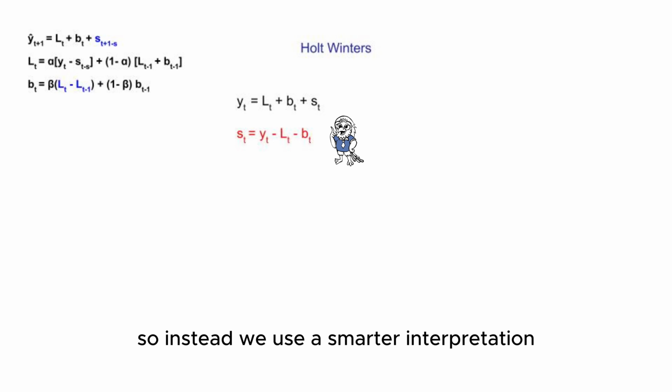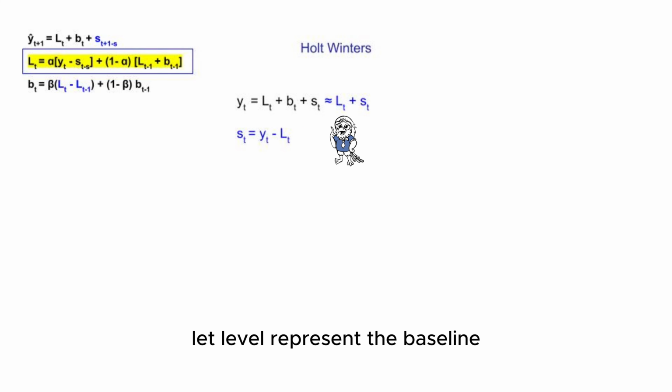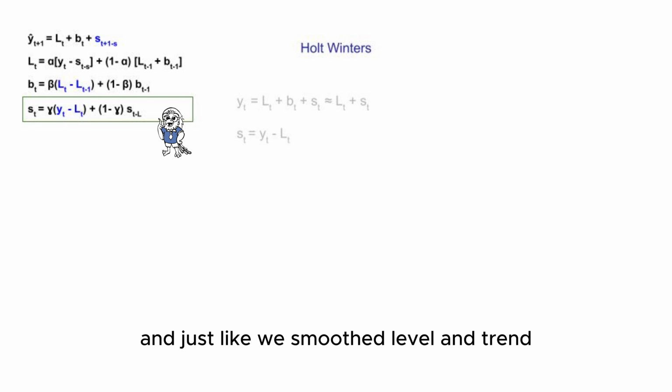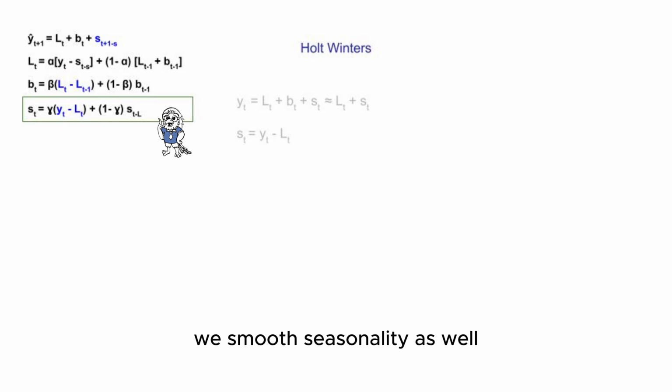So instead, we use a smarter interpretation. Let level represent the baseline, including trend effect. Seasonality is simply what is left after removing the baseline. And just like we smoothed level and trend, we smooth seasonality as well.